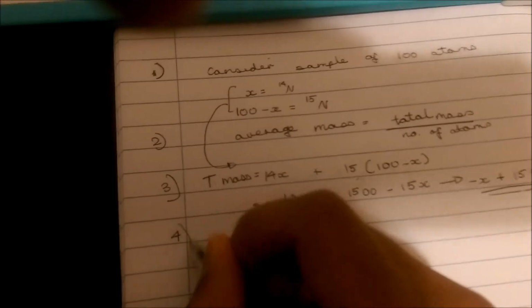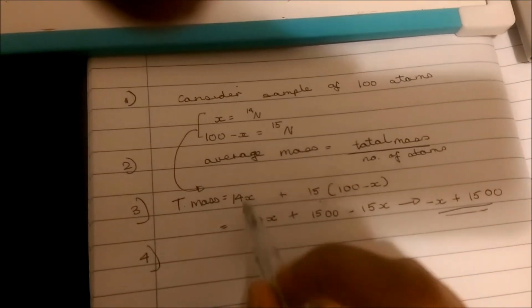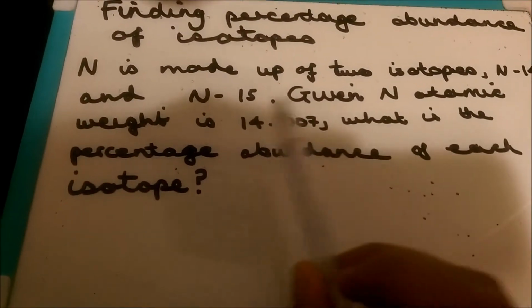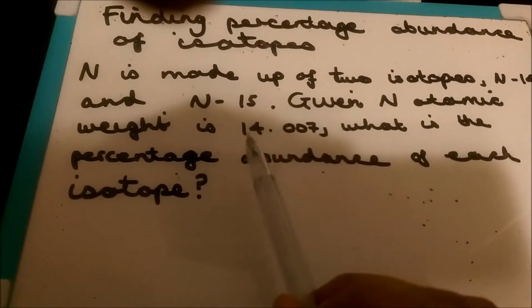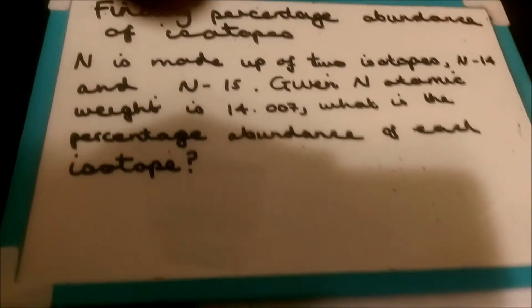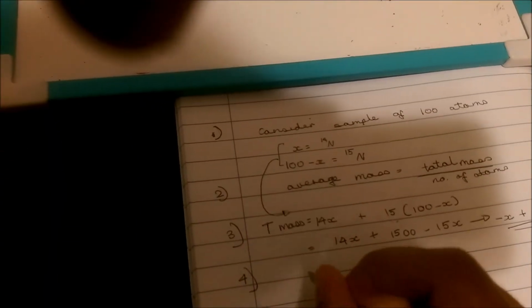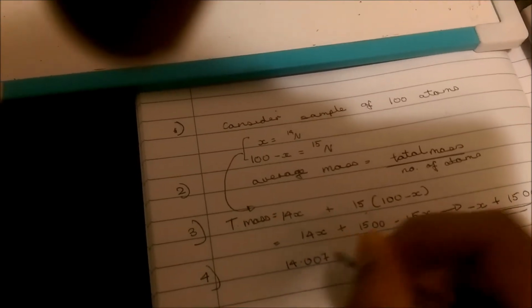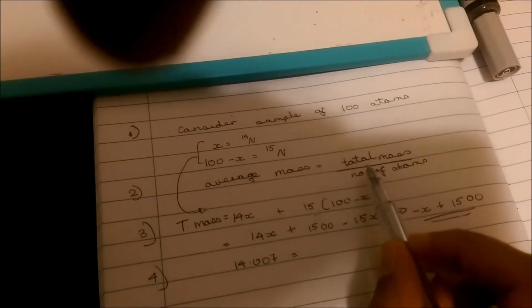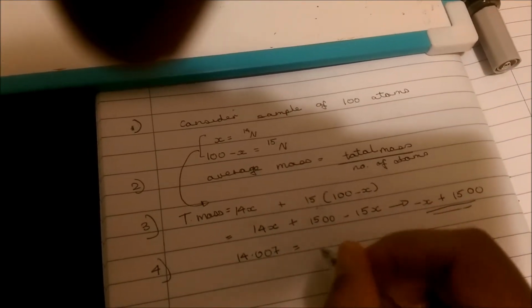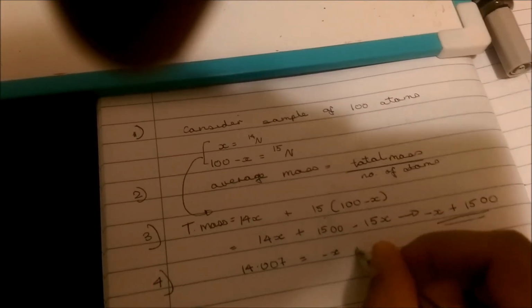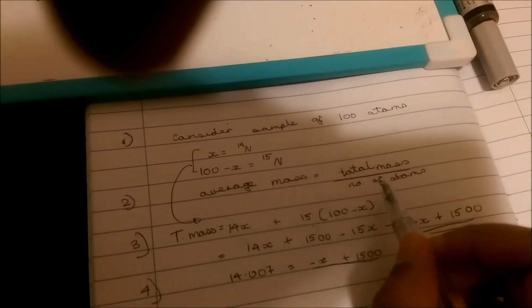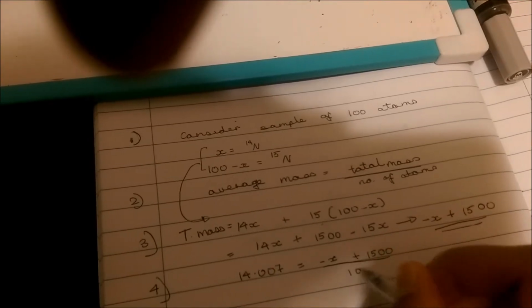Step 4, your average mass, as was given by the problem here, is 14.007, right? So 14.007 is your average mass. Your total mass is just going to be what we just called here, minus x plus 1500, divided by the number of atoms, which is 100.